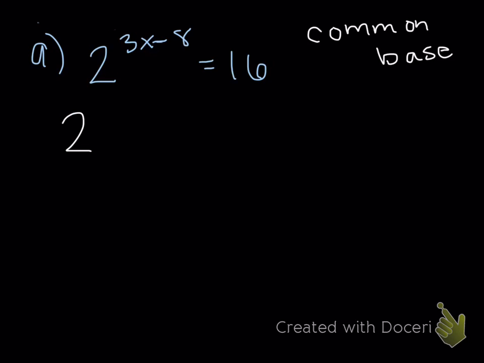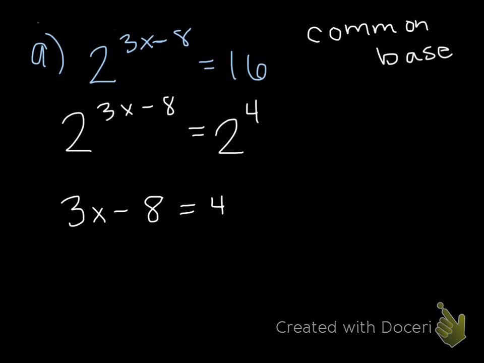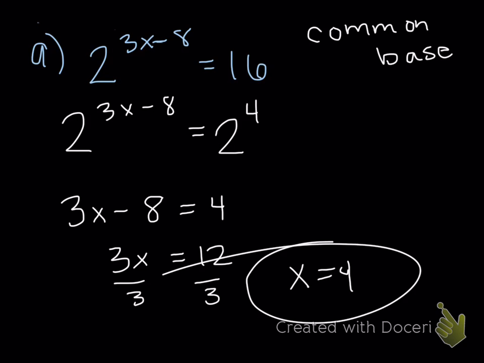So I have 2 to the 3x minus 8, and I know I can rewrite 16 as 2 to the 4th power. And now that I have the same bases, I'm able to set my exponents equal, and I can solve for x. So I would add that 8 over, and I'm at 12, divide both sides by 3, and x equals 4. So again, very similar to the idea of evaluating logs, we were always able to solve, so same idea.